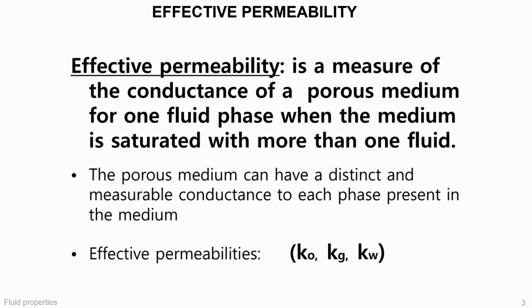Effective permeability is the permeability to a particular phase when other phases are present. For example, oil effective permeability depends on water saturation. The key idea is that the presence of another fluid reduces the available pore space and flow paths for a given phase.